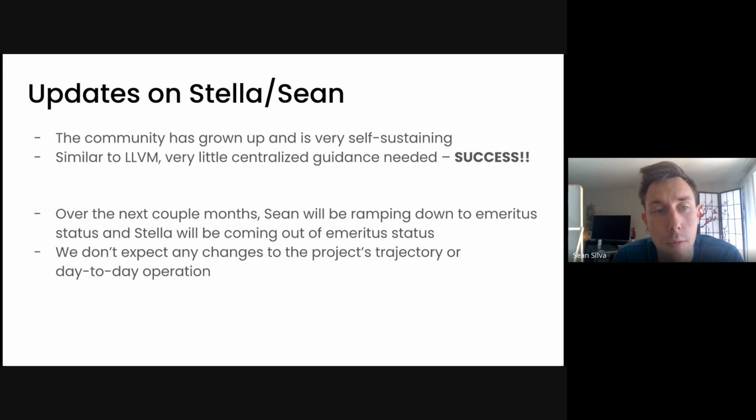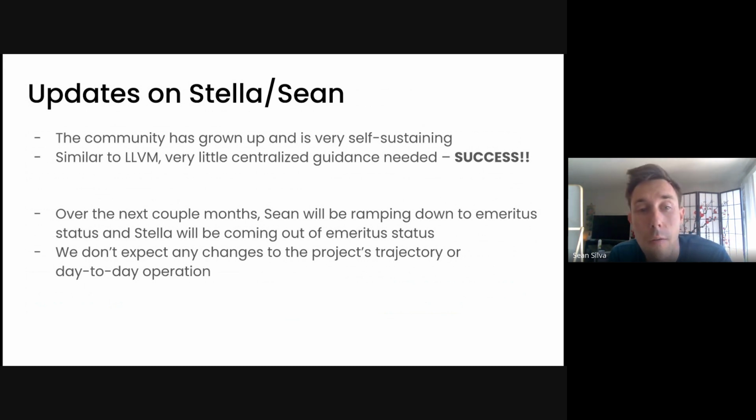And just like LLVM, which our community is modeled after, there's very little centralized guidance needed. We have code owners that determine the right thing for each of their sections, and that's it. And that's a huge success. The project basically does what it's meant to do, and we have some really good paths to scaling it to the future use cases it needs to address. So that's awesome.